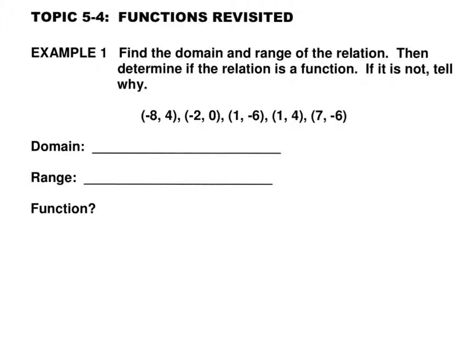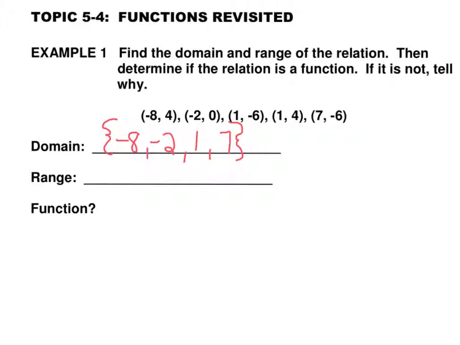So remember, listing the domain is your input. The domain is your input, and it is your x values. So we're going to just list the x values. So here are the x values: -8, -2, 1, and 7. Notice that 1 repeats. So you have a 1 here and you have a 1 here.